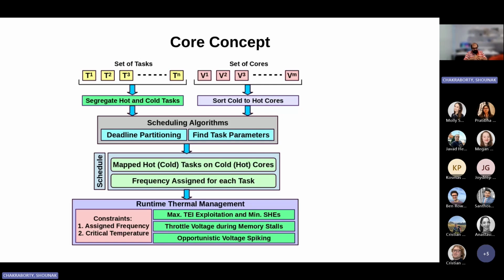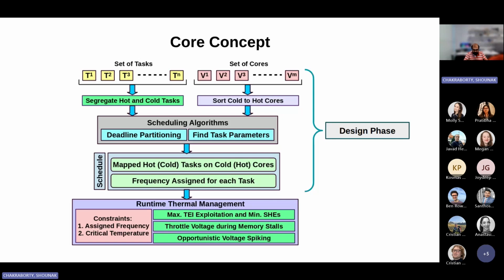Cold and hot cores. Once this sorting or segregation is done, your scheduling algorithm or technique will partition the deadlines for individual tasks, and also find some crucial task parameters which are really important for the final schedule. Then it tries to map by using some kind of heuristics, because this is a very case-specific study, and we map some of the hot and cold tasks on the cold and hot cores respectively. For each task to meet the deadline, we have assigned some kind of frequency. And this entire work is done at the design phase, that is pre-deployment or pre-runtime.